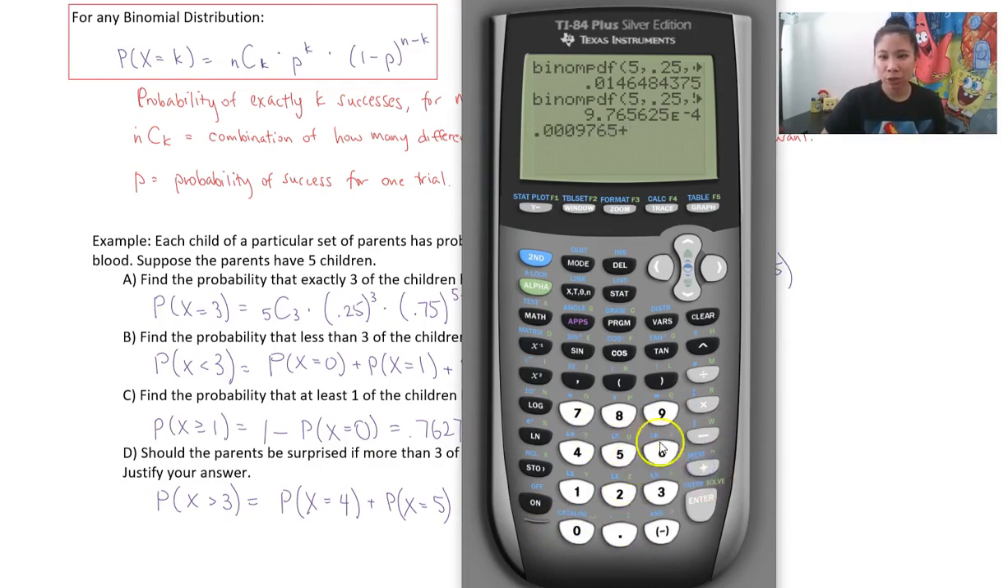I'm adding that to my first probability for x equals 4. And then my final probability for this is going to be 0.0156.